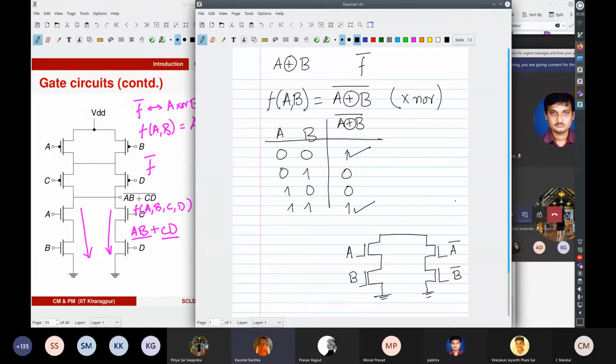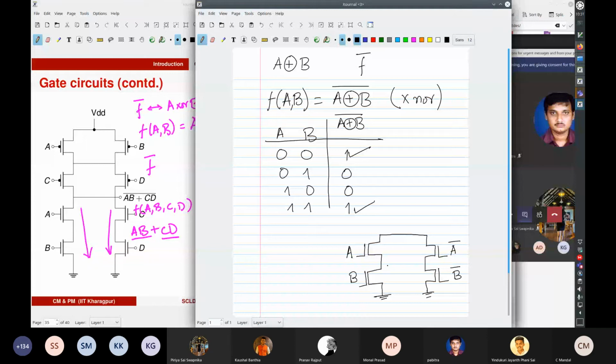Is that okay? So instead of putting A bar, can't we put a PMOS and A? No, just see what we are doing. We want a conducting path to the ground. How does the PMOS work? When the gate is low, you have a conducting path between the source and the drain. But when A is high, you want this to conduct. When B is high, you want this to conduct. So that's why you're using NMOS transistors here.